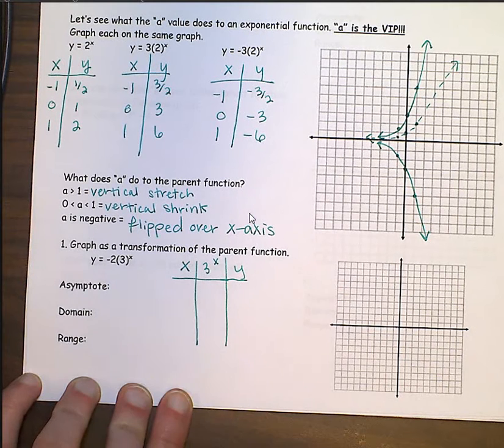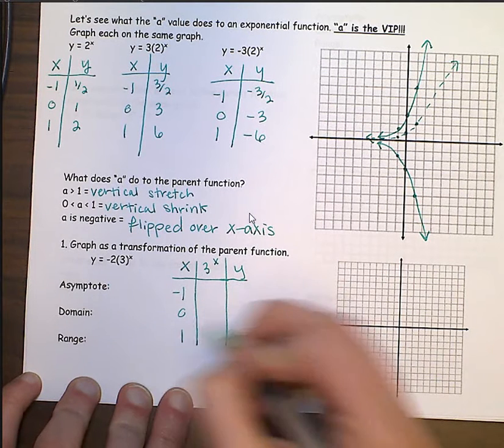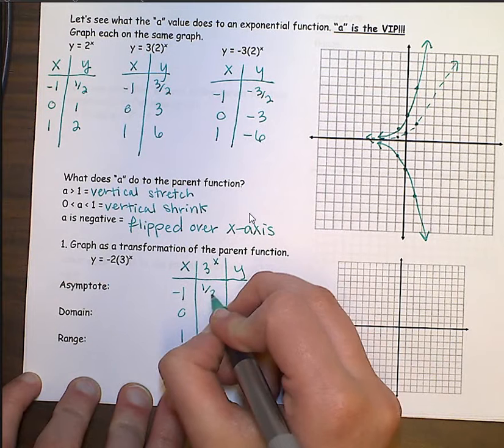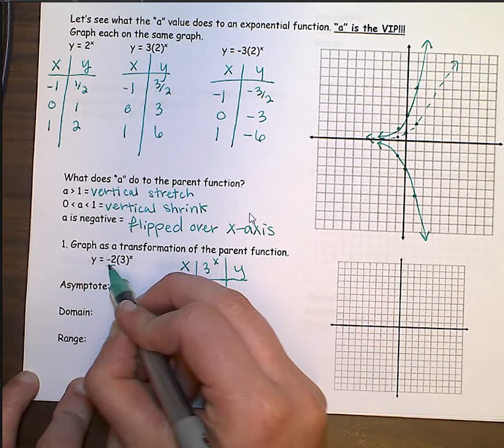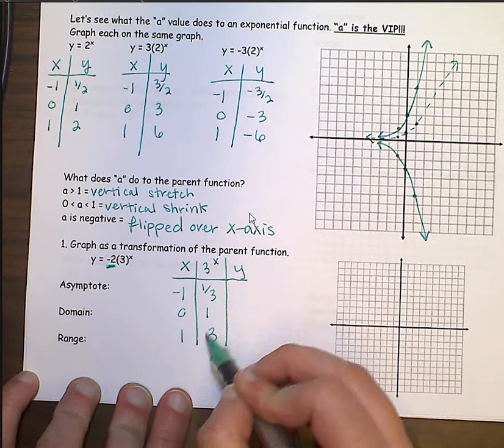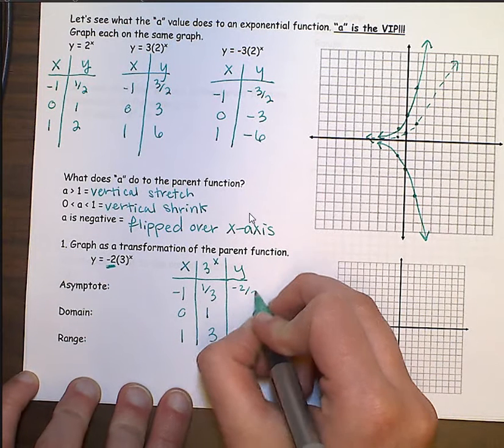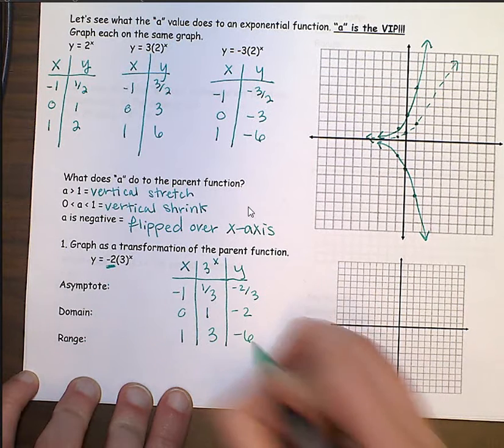So if I plug in -1, 0, and 1, if I plug in -1, I get 1/3, 0, I get 1, and 1, I get 3. But I have that -2 in front, so multiply each of those by -2. I get -2/3, -2, and -6.